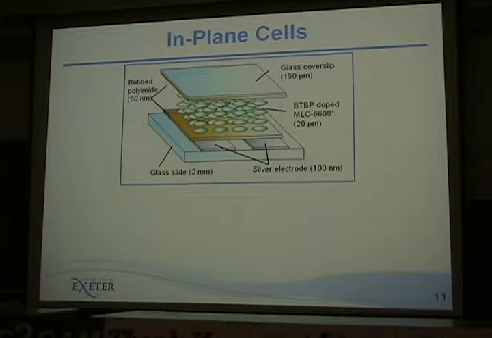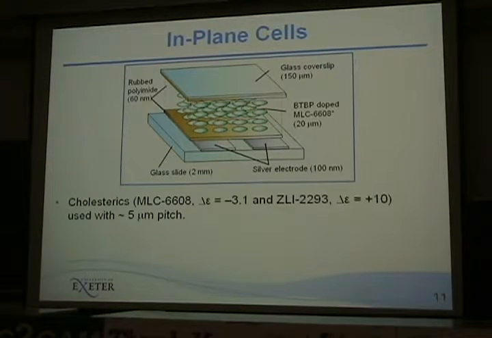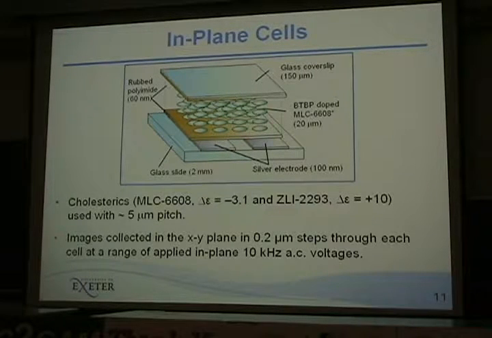And we decided to have a look at some cholesteric structures, specifically two different types, one with a negative delta epsilon and one with positive dielectric anisotropy. So the negative one was 6608, the positive 2293, both were again available from Merck. And we've doped it with a low concentration of CB15 to produce a 5 micron pitch roughly in each case.